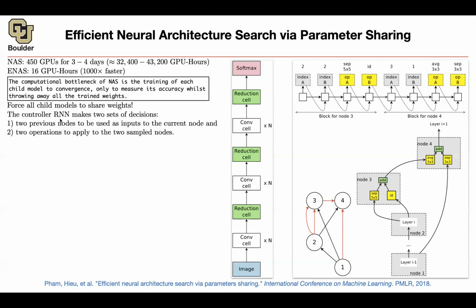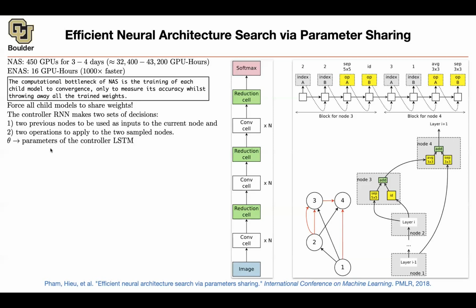And as I mentioned, you have the controller RNN still. It's going to make these decisions for you. What are the two previous nodes that you want to take as input? For instance, node 3 is now looking at node 2 and node 2. Node 4 is looking at node 3 and node 1. So these are the decisions that your RNN is going to make, and then what operations you're going to do.